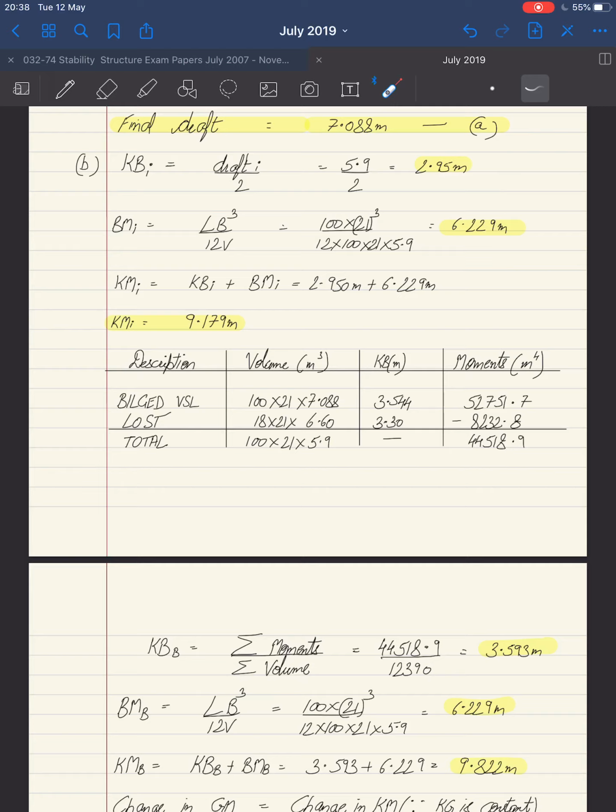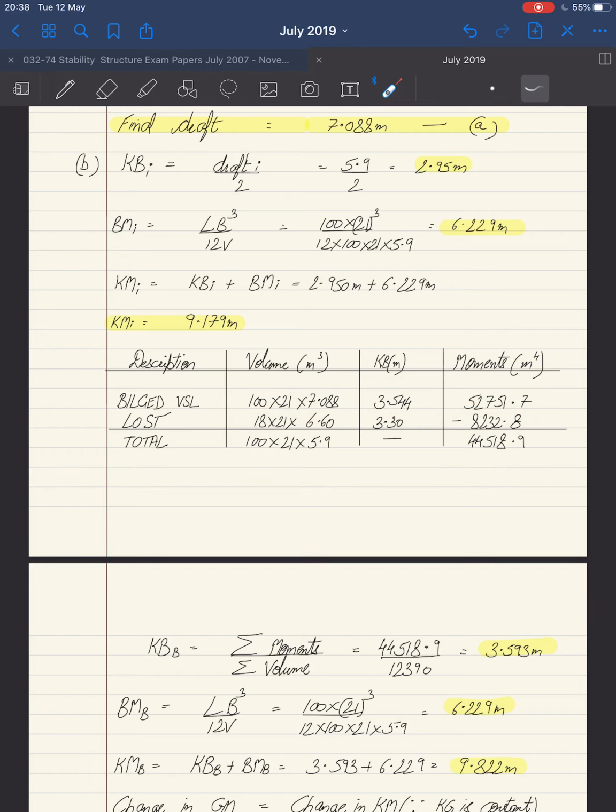We'll now look at the bilged vessel. So the bilged vessel's length is 100 meters times 21, which is the breadth of the vessel, and this is the bilged draft, which is 7.088 meters. Now if we assume this vessel to be floating freely in the water, then its KB would be exactly at the geometric center, which is 3.544 meters, which is half of its draft. We will get its associated moments by multiplying this number times this number, which will give us this.